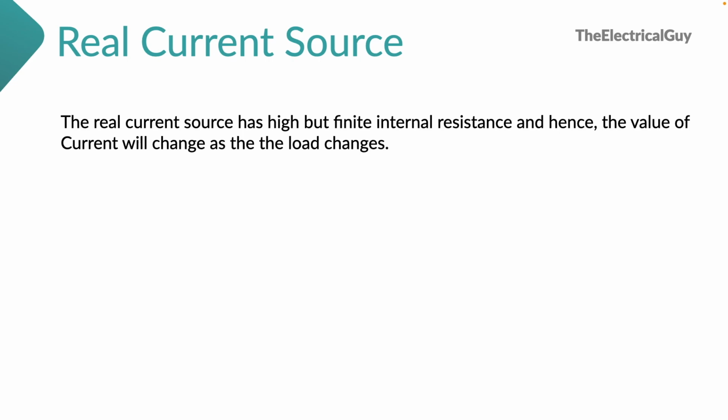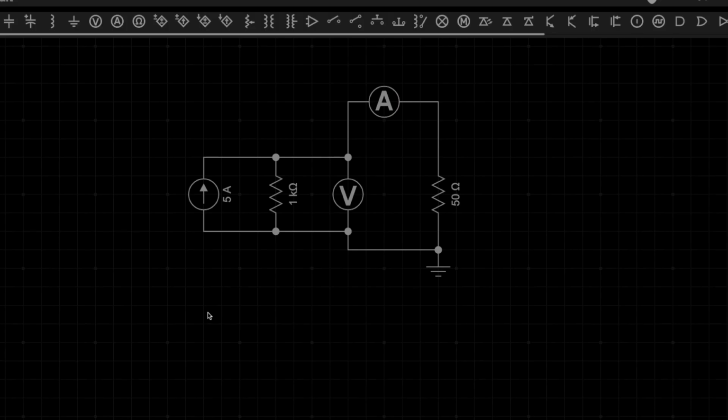Now let me show you in the simulation how the value changes because of the change in load. So look at the circuit. Now it is the same circuit. The only thing is the current source in this circuit is real. And how can you guess that? Because we have connected an internal resistance in parallel with the current source. Now this internal resistance is connected in parallel in case of a current source.